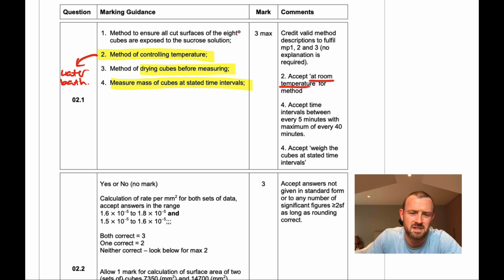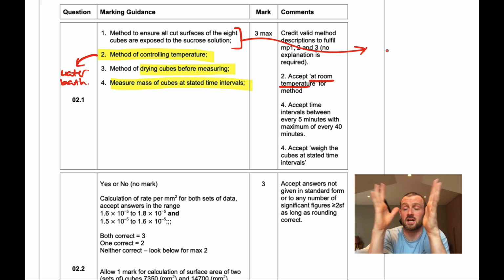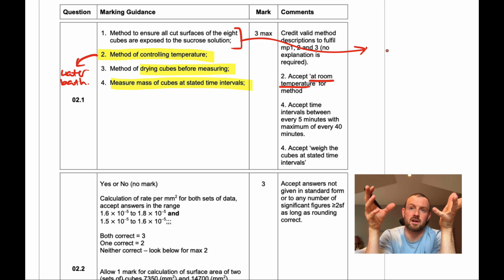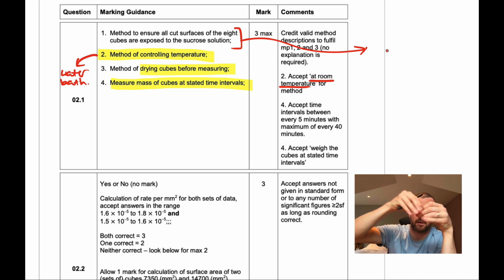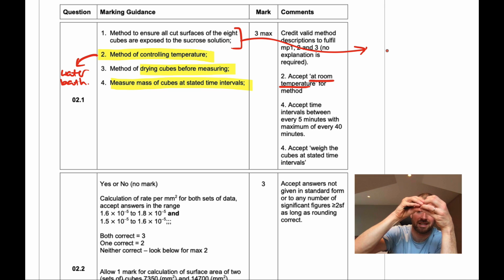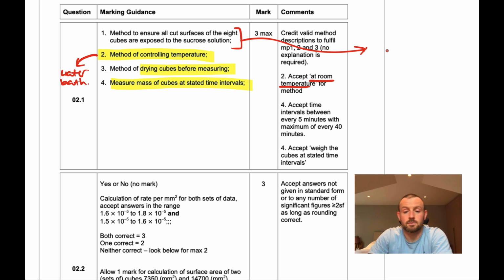So for this one, this is an interesting one. For the 8 cubes, you don't want to have them all stuck together with the surfaces touching, because that kind of eliminates the surface area boost, I suppose. So when you drop all the 8 cubes in, you maybe just want to quickly stir them around so that they're all separated and not clustered together. Time intervals between every 5 minutes with a maximum every 40 minutes. I suggest every 20. So yeah, interesting.